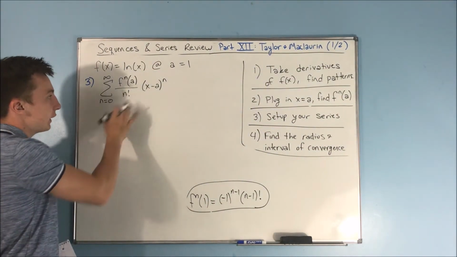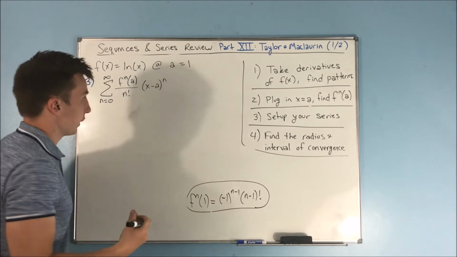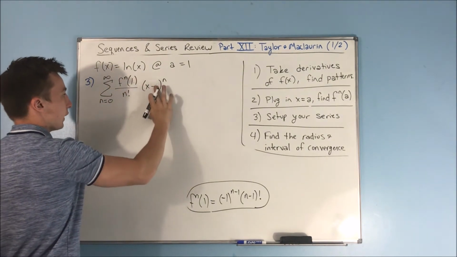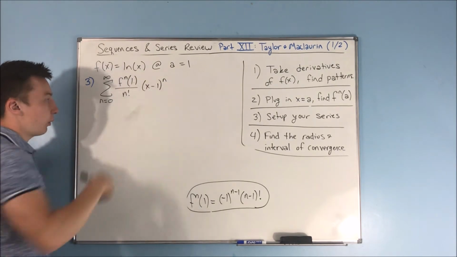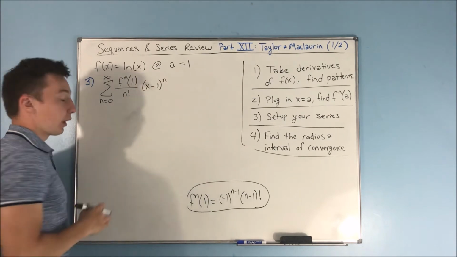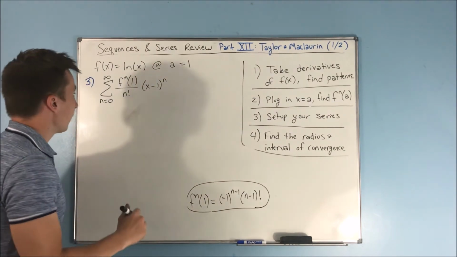Now we know that this is the general form for a Taylor series. Our a is equal to 1, so we can just get rid of these a's and put in 1's. So this is basically the form that we're going to have our Taylor series in.